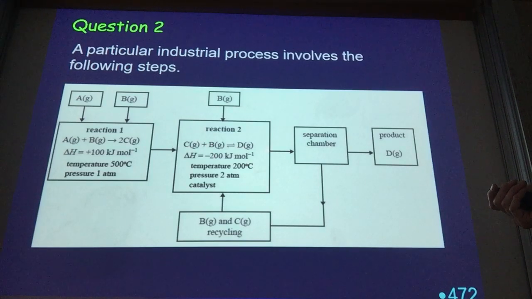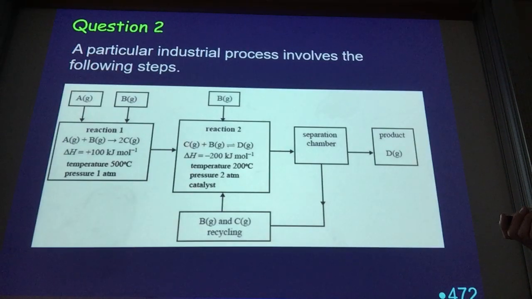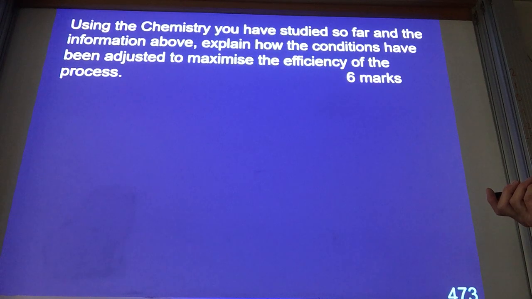So we send our gas, we're after D, we send the gas mixture through to the separation chamber and get product. Then we can recycle the unreacted reactants here, and that's going to increase the percentage conversion of B and C. It's also going to possibly avoid a waste disposal problem. So we can get that just by reading through the question. What's it actually asking us to do? Okay.